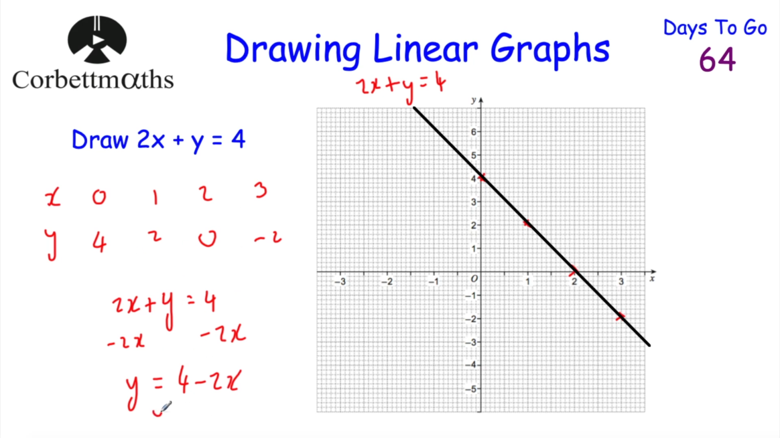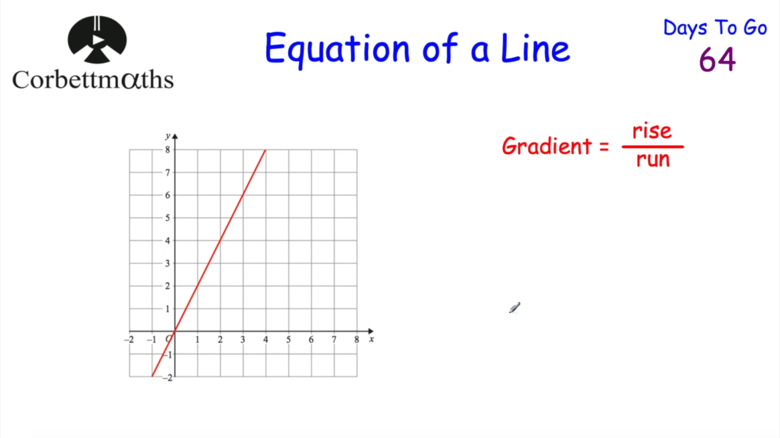Alternatively, we could rearrange this and write y equals, and then put the minus 2x in front. So it's minus 2x plus 4. And that would also be the equation of the line, and that's quite useful because we know that the y-intercept is 4 and it's got a gradient of negative 2, so across 1, down 2, across 1 unit, down 2, and so on. And that's it.